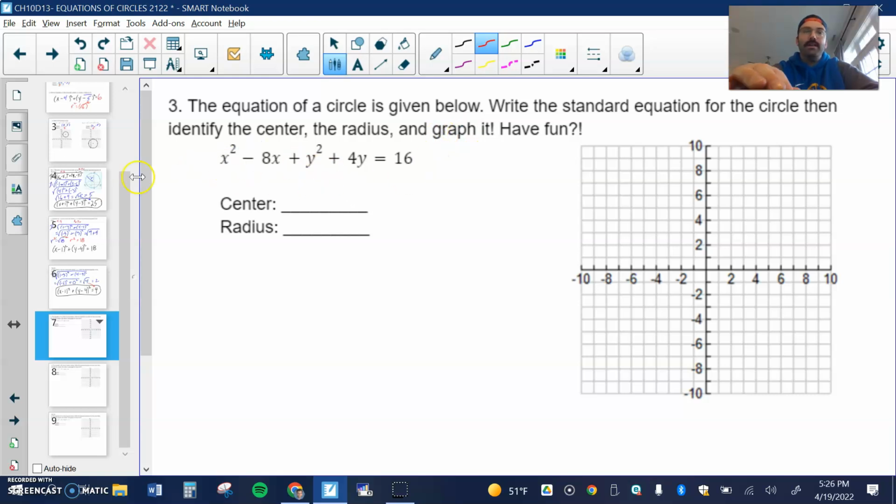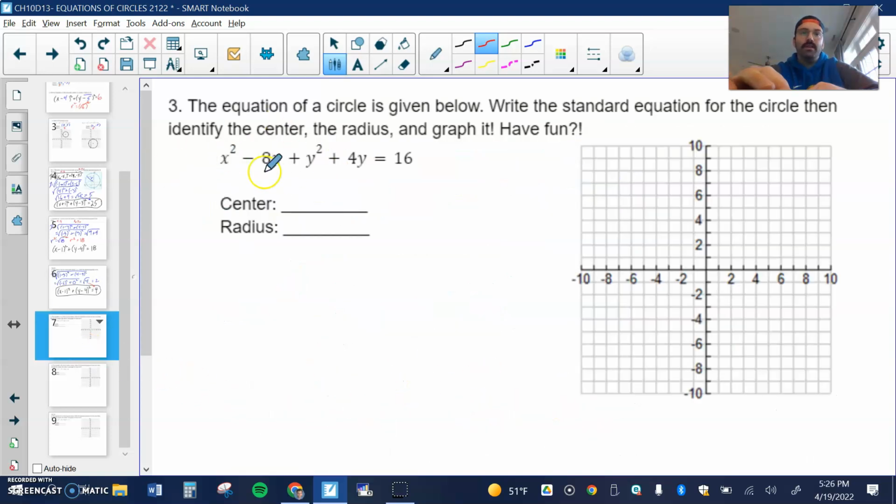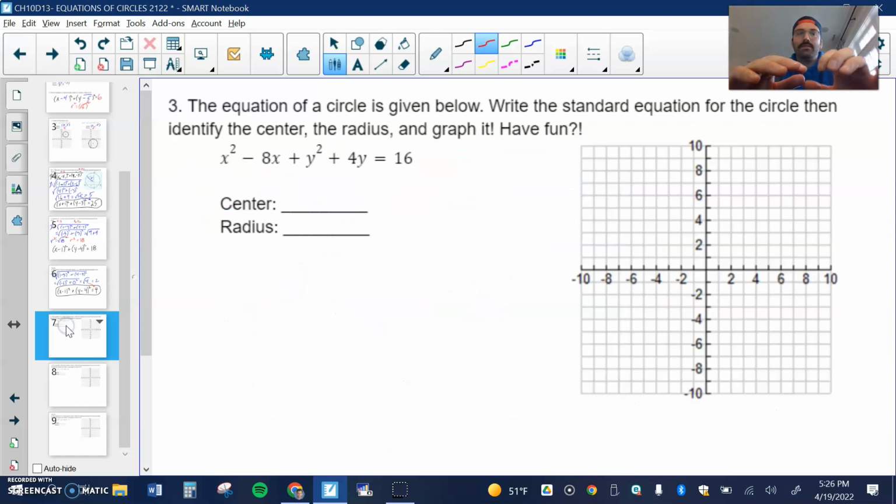Okay. Well, this looks a lot different than this, doesn't it? So we have to take this equation here and put it into something that looks like that. All right. So there's a special way we have to do this. We have to complete the square. Okay. And what does that look like?